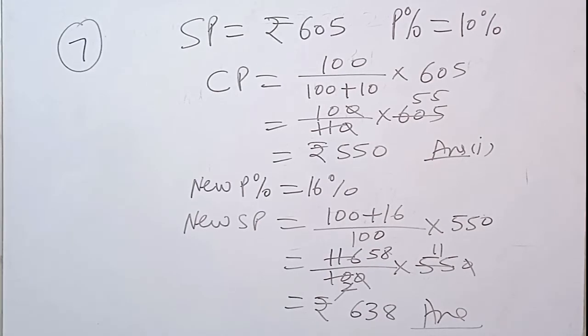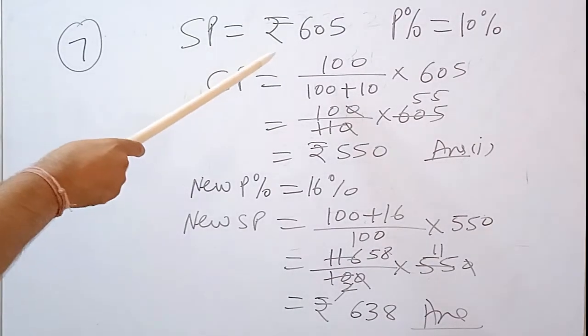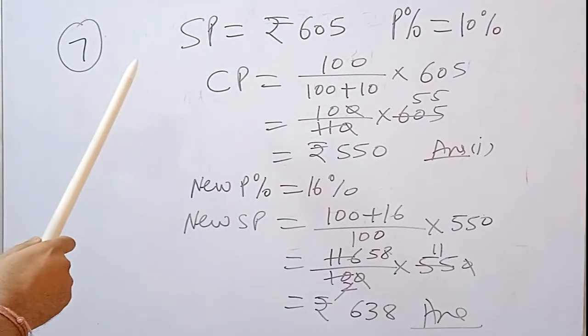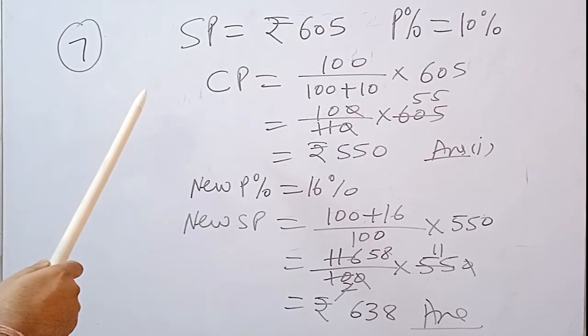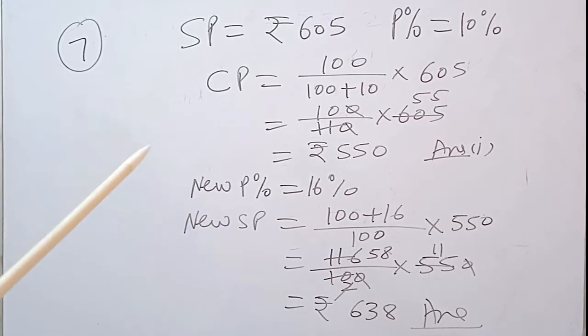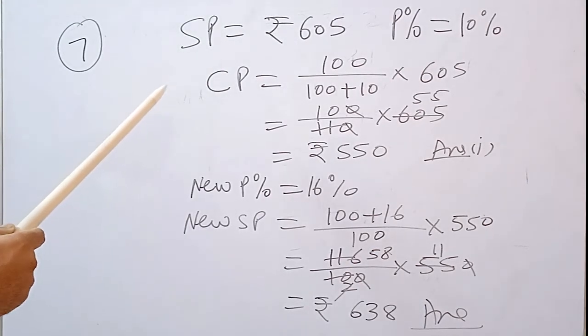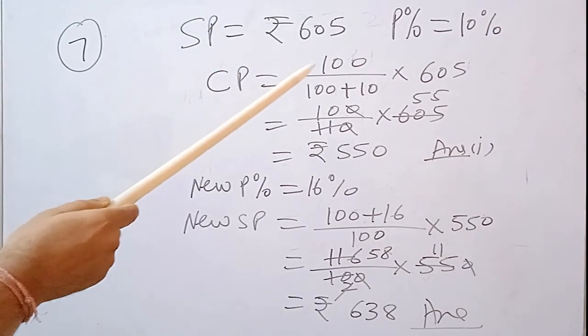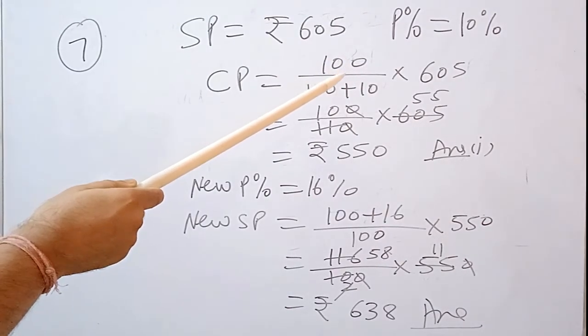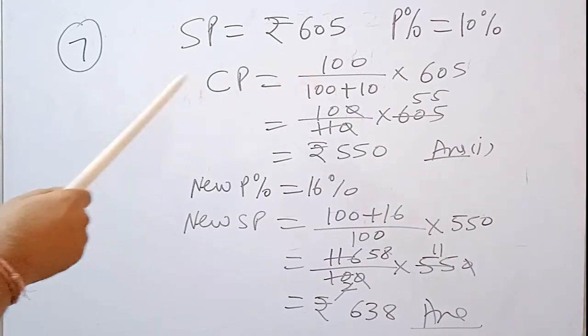Children, I am taking question number 7, in which a man sells a radio set for rupees 605, that is SP equal to 605, and gains 10%, that is profit percent equal to 10%, and we have to find the CP. The other part is, at what price should he sell another radio of the same kind in order to gain 16%. So first we will find the CP. That will be 100 upon (100 plus 10) into 605. 10 is the profit percent, 605 is the selling price. Use the formula of the CP.